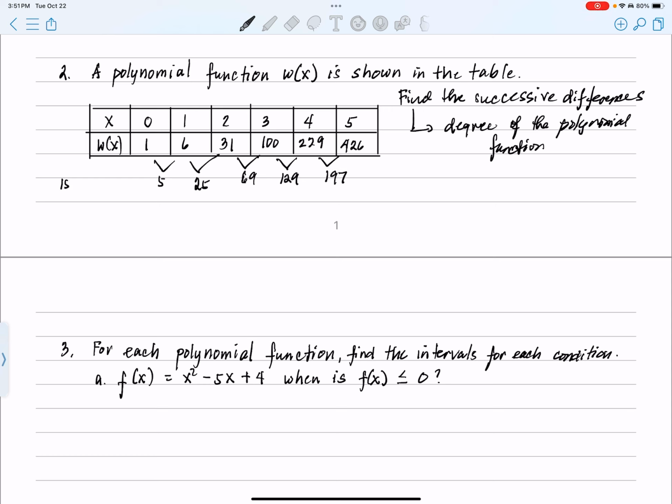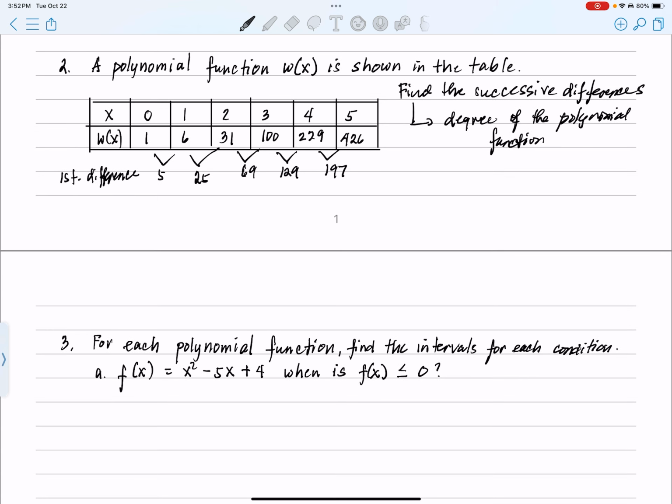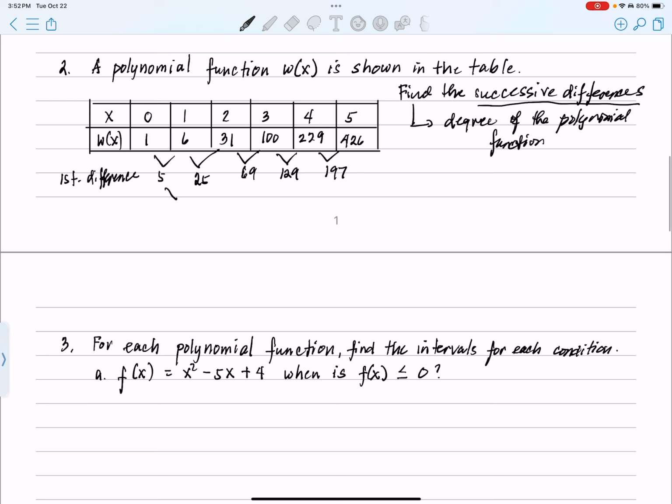This is the first difference. By looking at it, all the differences are different numbers. Okay, you cannot see anything that is the same. Let's do another difference, say successive differences. So let's do another one.